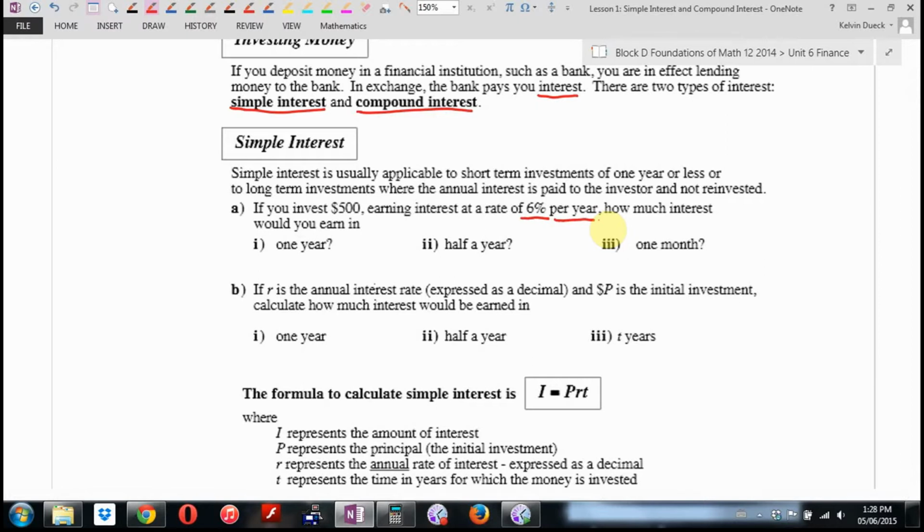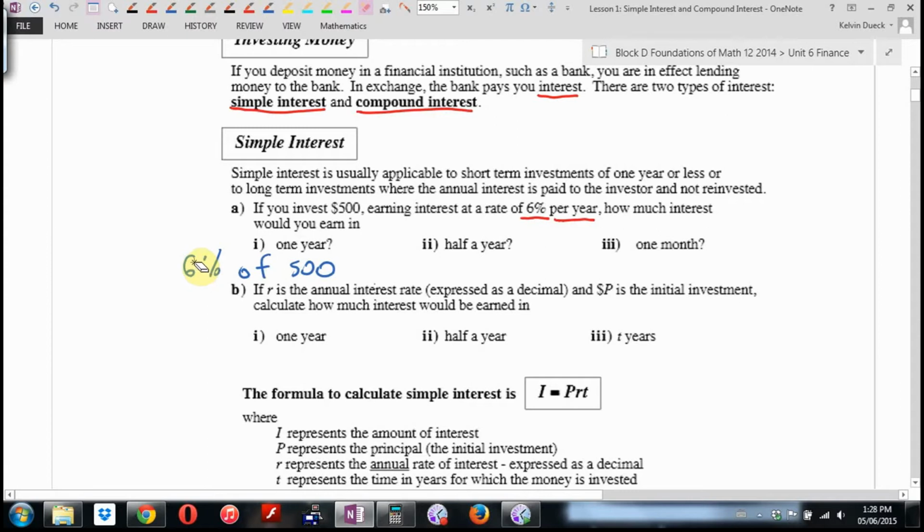First of all, I'm going to write it out in English. Don't write this down. You would earn 6% of 500. In half a year, you would earn 6% of 500 divided by 2. In 1 month, you would earn 6% of 500 divided by 12. The reason I said don't write that down is, this is what you're going to write down in just a second. We never do math with percentages. We always change them to decimals.